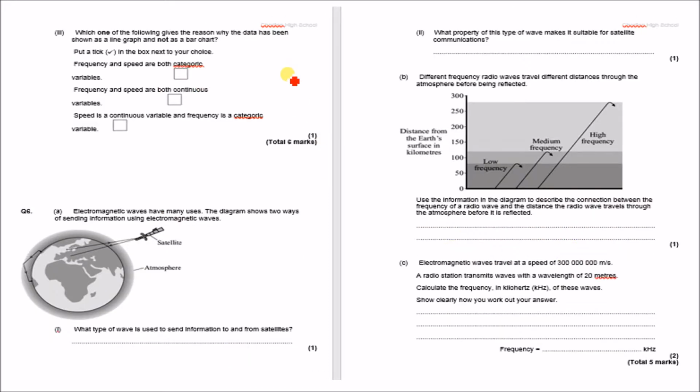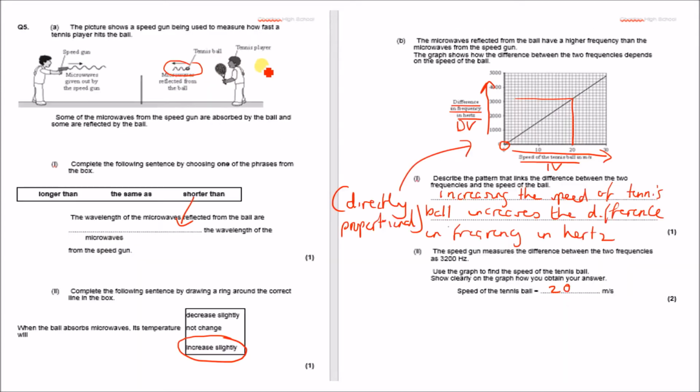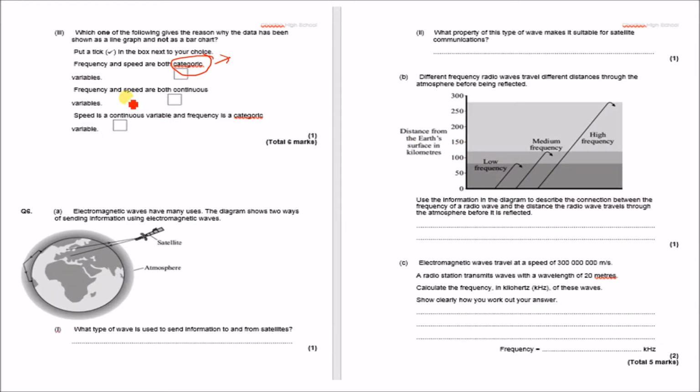Okay, which one of the following gives the reason why the data is shown as a line graph? Frequency and speed are both categoric. Well, that's not true. Categoric means that you can write them into categories. When we go back to our variables, speed is not a category and frequency is not a category. Frequency and speed are both continuous variables. Well, we know they're continuous because there can be any number between them. Remember, a continuous variable means there could be an infinite number between values.